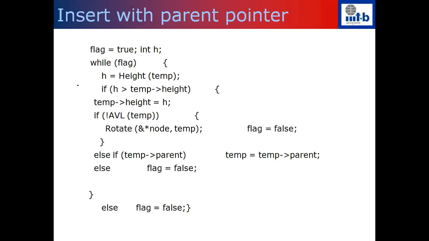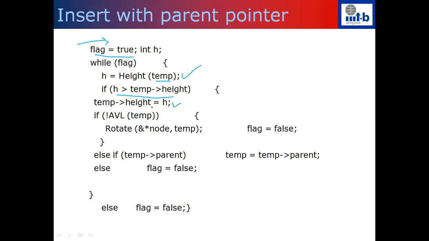Okay, so this part of the code is after you finish inserting a node, right? The temp is a node, the parent of the node where you have inserted an element. Now again there is a flag. This flag will keep track of when to terminate. So temp is the parent of the node where the insertion has actually happened, and compute the height of this node. Check whether it is greater than the height of the node that's already there. If that is the case, that means that the height of the subtree has increased.